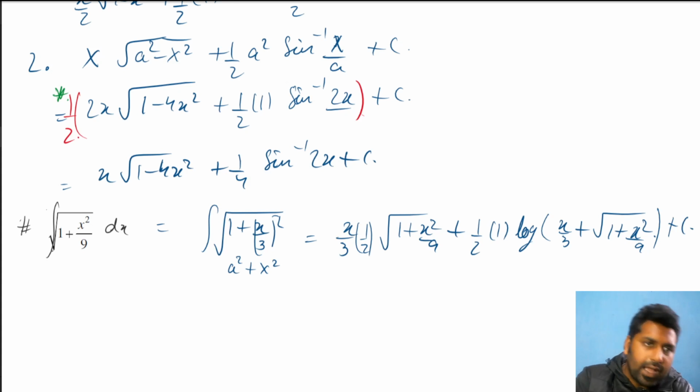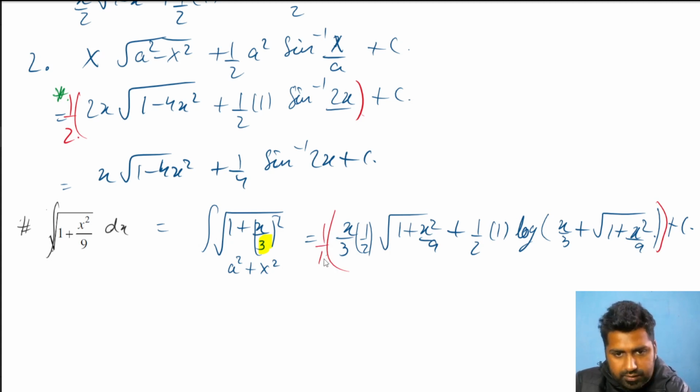And the casual mistake that happens, because of this 3 as a coefficient of x, is that it will come in division. So additionally divide by 1 by 3. Divide by 1 by 3. 1 upon 1 by 3 means multiply by 1.